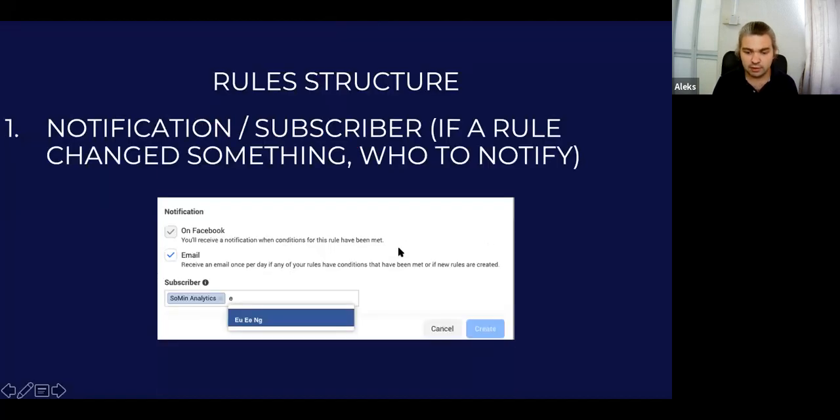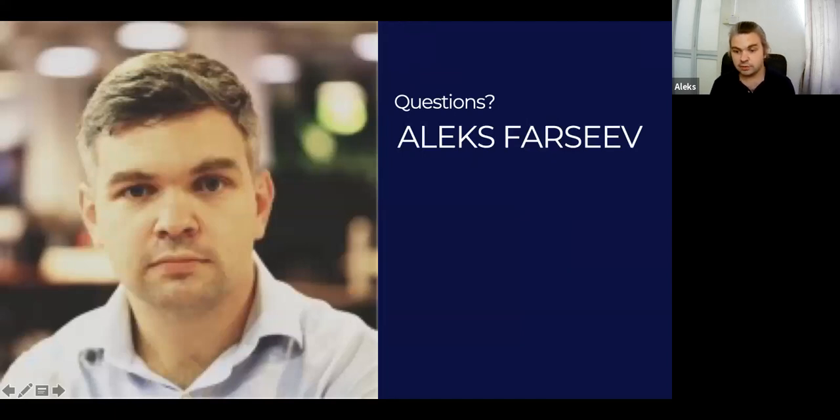Yeah, and then our last point is notification. You can set up a rule to notify you if something has been changed. So on Facebook you'll receive a notification when the conditions for the rule have been met, so something has been modified. You will also receive an email if you tick this box, once per day if any of your rules have had conditions met, or if new rules are created. So somebody creates a new rule, or maybe once a day you can receive a report from Facebook about what has been changed. You can put your account here, and then he will be receiving emails on his Facebook registered email. Thanks so much. Let me know if any questions.